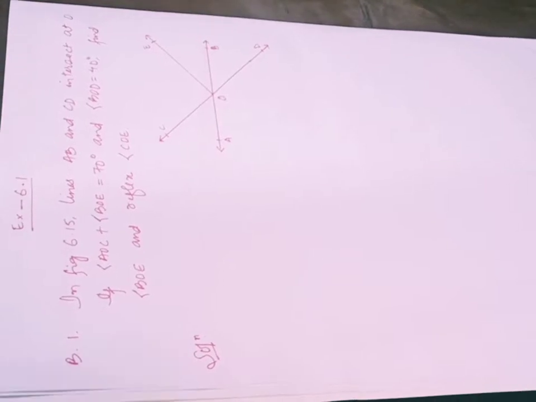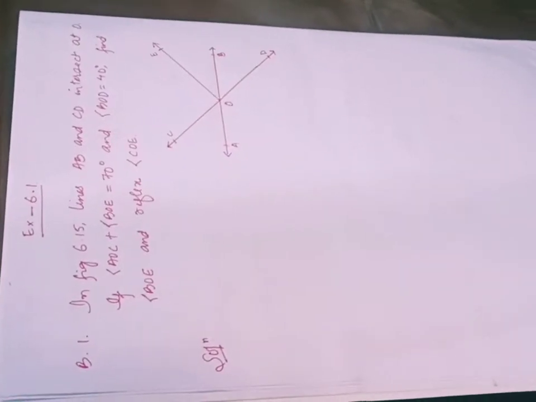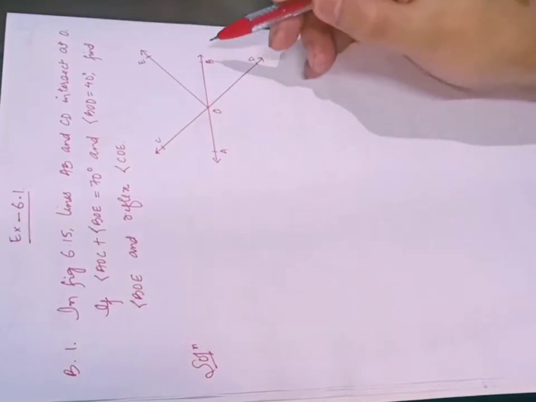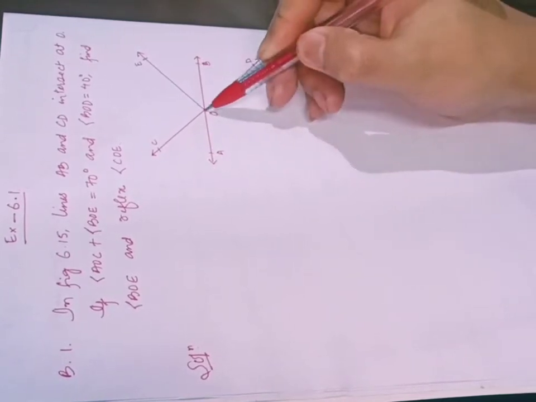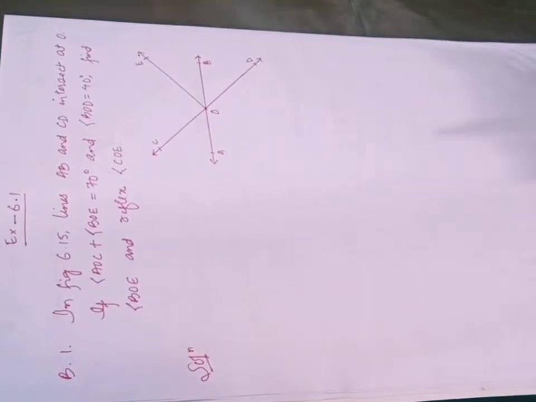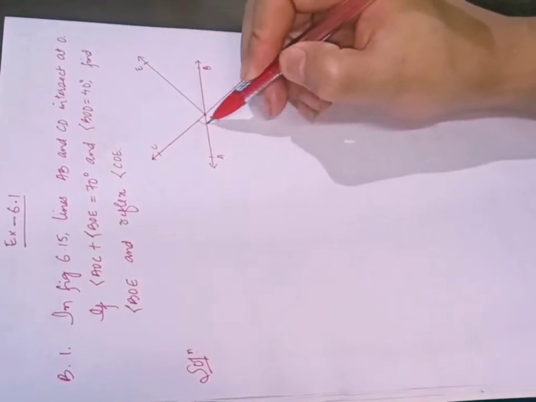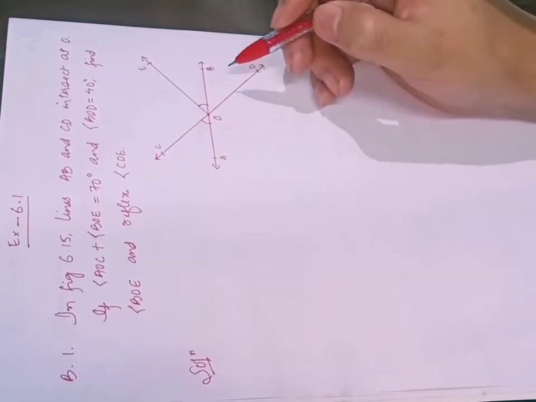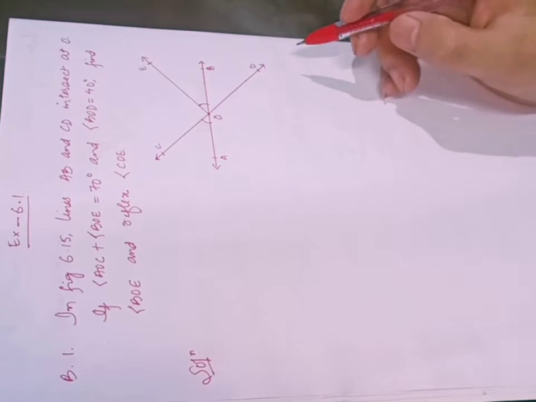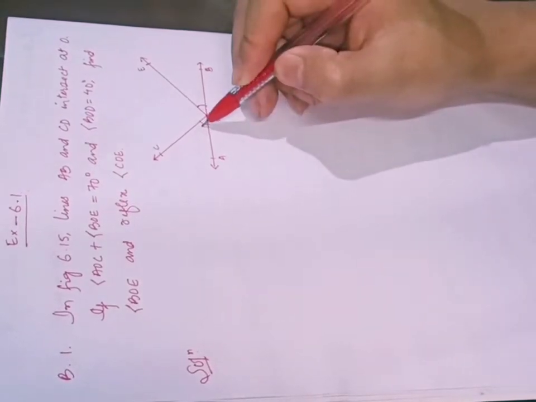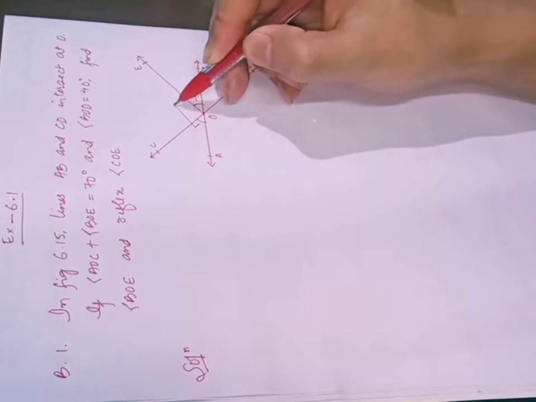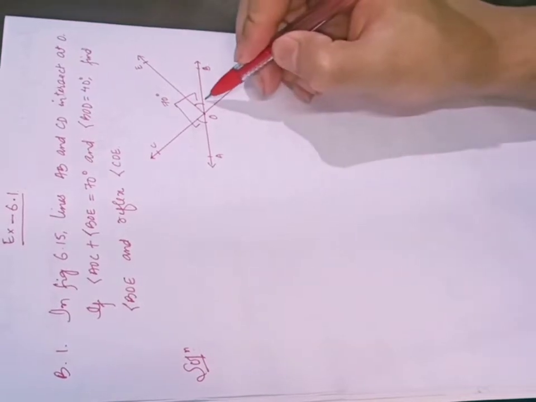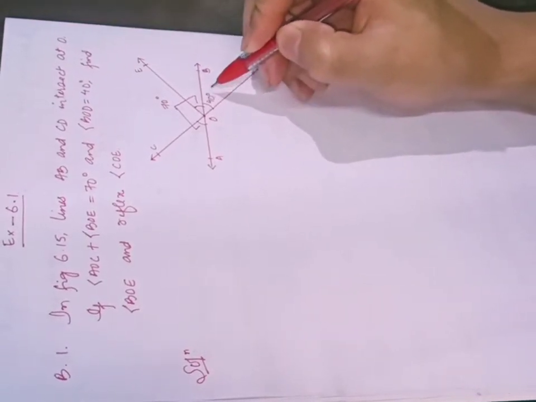The question has clearly stated that the line AB and the line CD intersect each other at point O. Alright, and it is given that angle AOC plus angle BOE combined, the sum of these two angles, gives us 70 degrees. Is it okay? That is, this angle and this angle, the sum gives us 70 degrees. And then again we are given that angle BOD is 40 degrees.